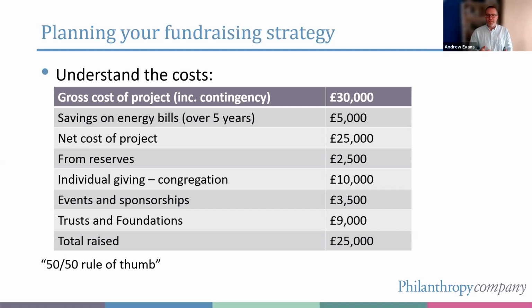And I've tried to reflect that then in the table here. So I've got £2,500 from reserves, so that's from within the church. I've got £10,000 from the congregation, that's also from the church. The savings on the energy bills, obviously that's from the church, so that's £5,000.